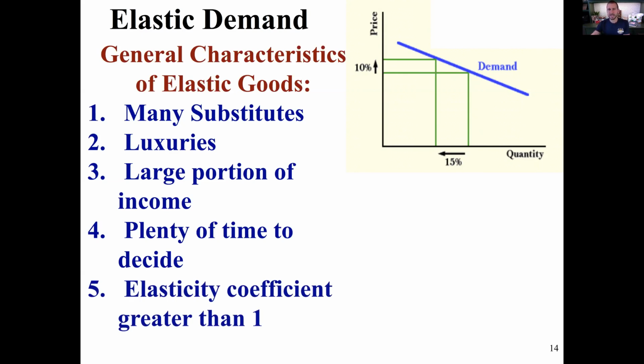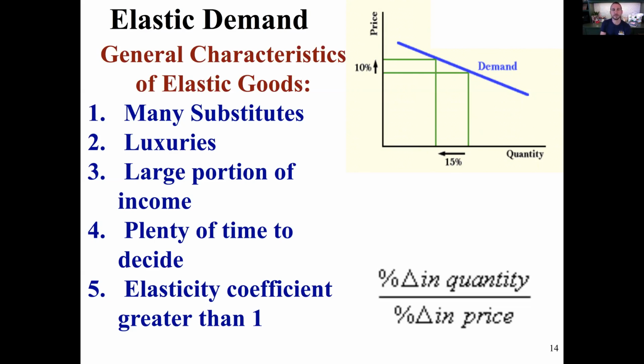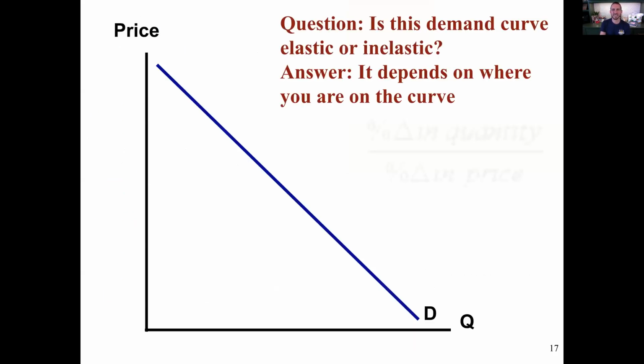And then lastly, an elasticity coefficient greater than 1, which means that there's a greater change in the quantity than the change in price. So the price changes by 5% and we change our purchasing by 50%. That has a coefficient of 10. So again, it's the percent change in quantity over the percent change in price. Okay, so that's elastic and inelastic.